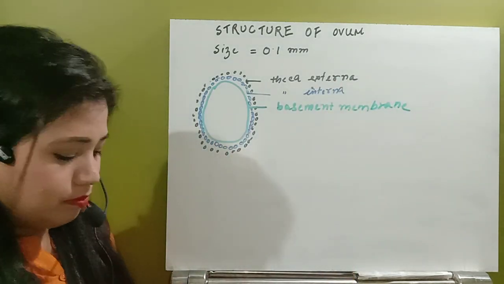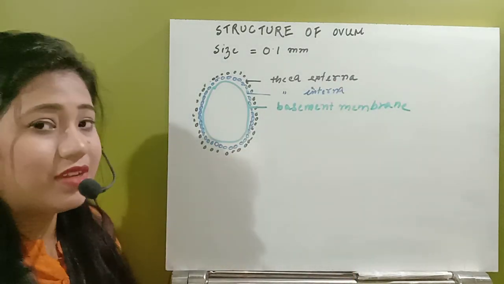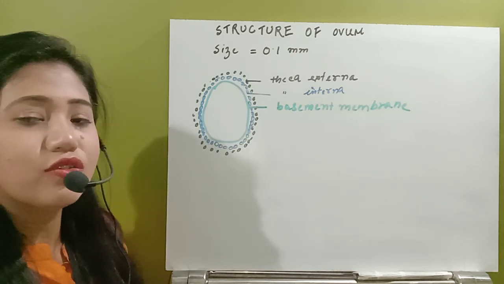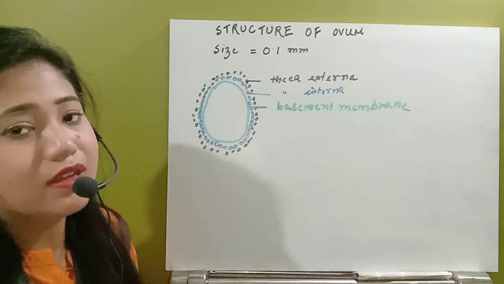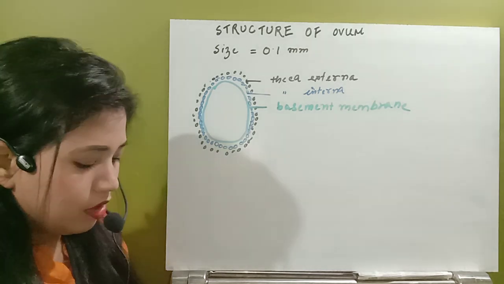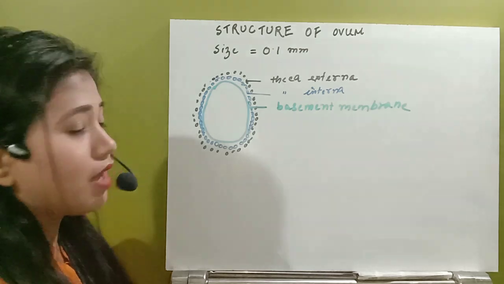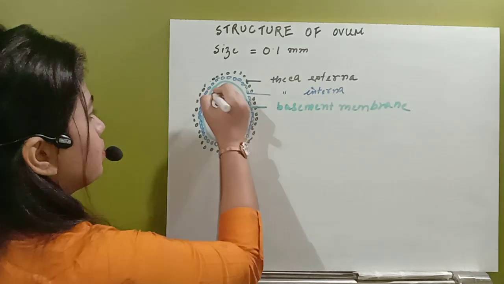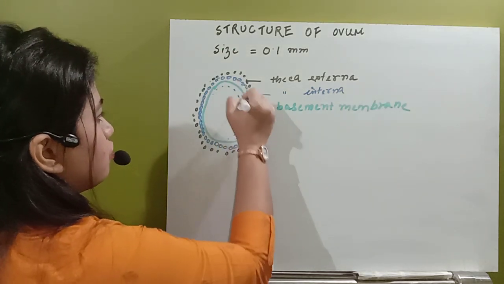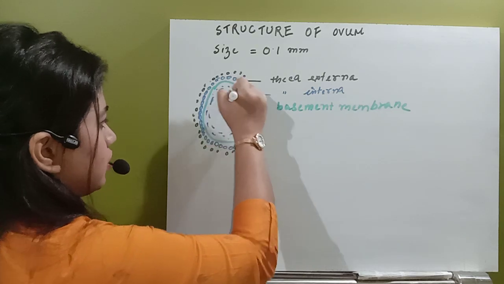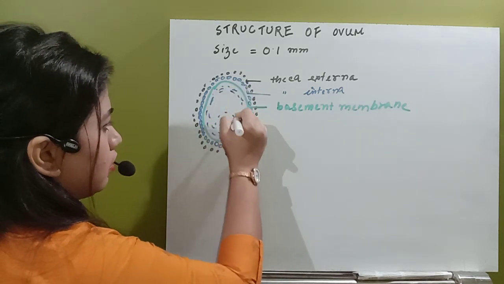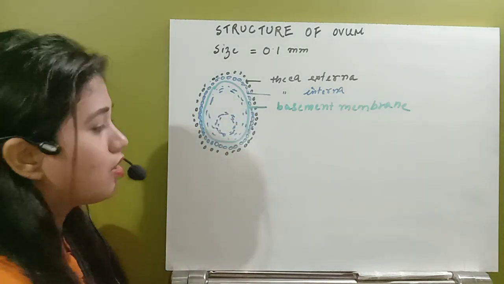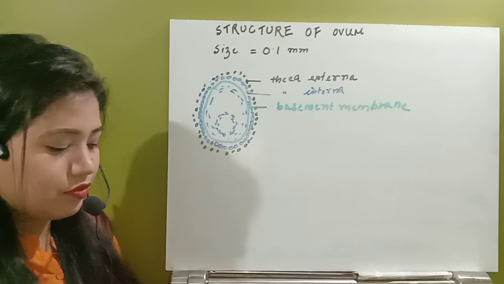Now inside the basement membrane, we have a cavity known as the antrum, which contains liquid. This liquid is known as liquor folliculi. Here we also have numerous granulosa cells present throughout this shape, and covered by these granulosa cells, we have the secondary oocyte.